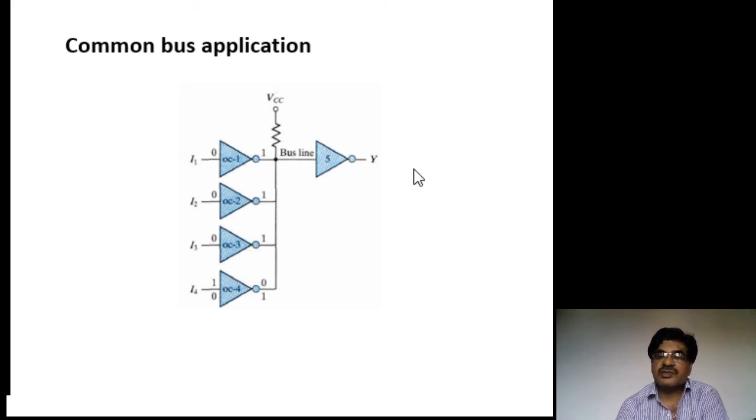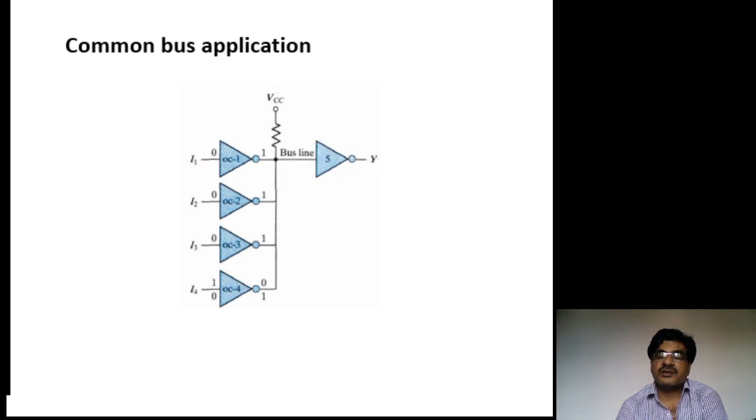Suppose you change the I4 value to 1. What happens? Its corresponding output becomes 0. Since all these are in open collector mode and connected in shunt, the gate which gives the 0 output has its output transistor short circuited, so the whole shunt connection acts as a short circuit. Therefore a 0 value is transmitted on the bus line, hence the output becomes Y equal to 1. Because the junction point acts as an AND gate, all inputs are ones except the fourth one, whose value is 0, therefore the output is 0, hence Y equal to 1.